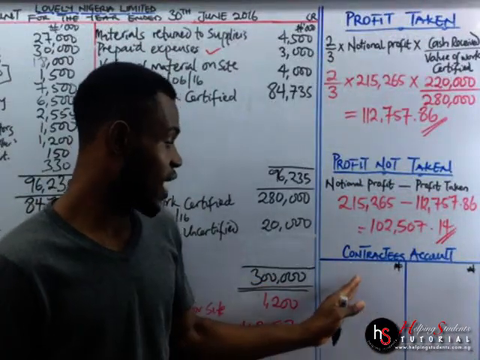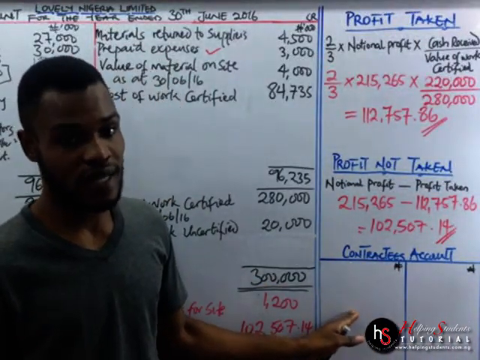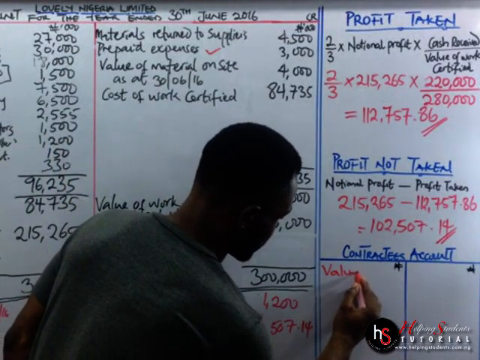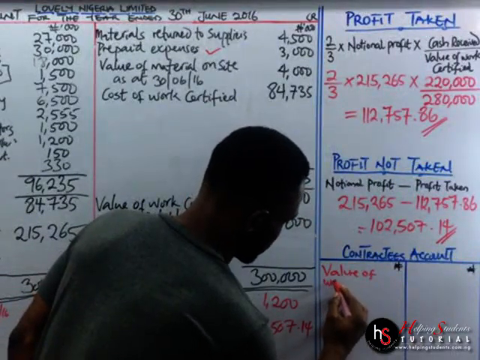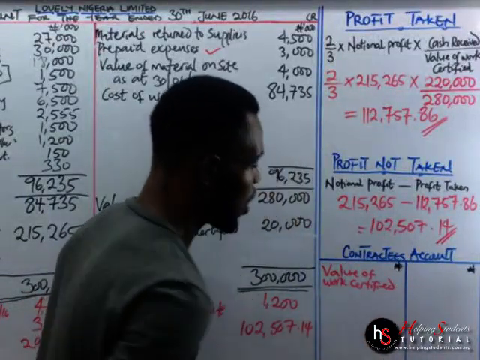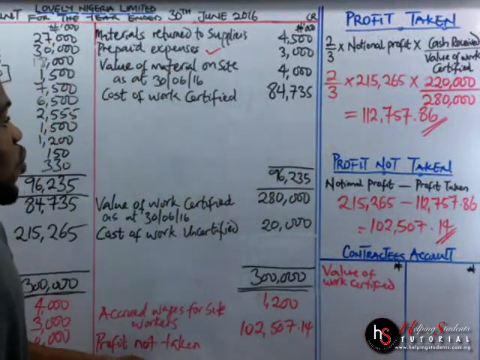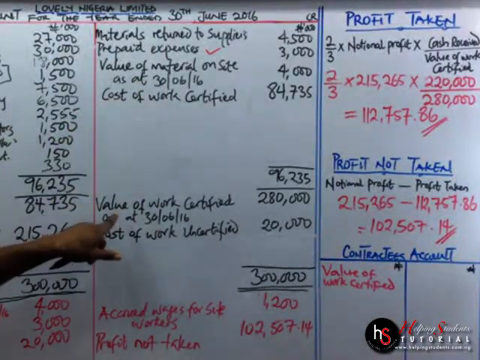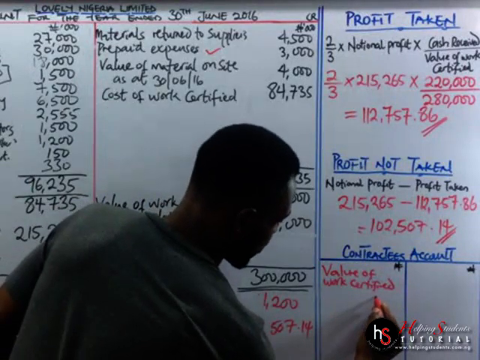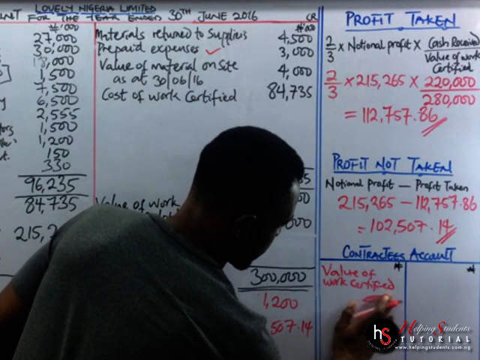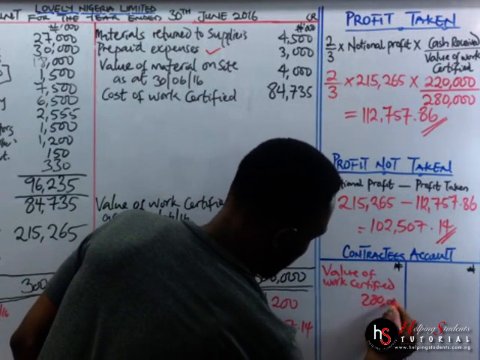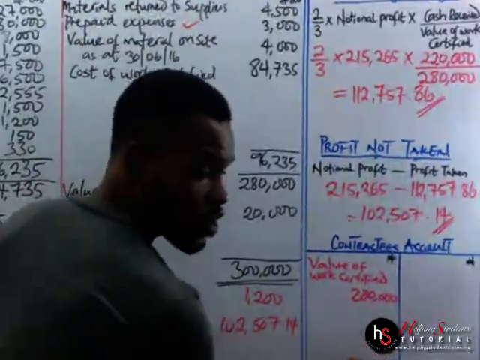All you need to take note of at this section is what? The value of the work certified, okay? So we'll write it out, value of work certified. So how much is the value of work certified? From the question, we have it here as what? 280,000. Okay? Please, I'm just trying to manage the space.